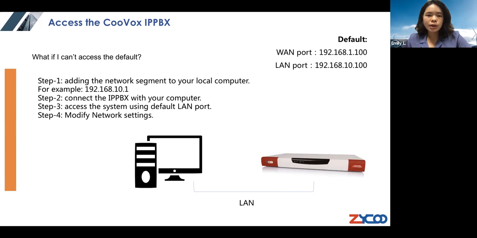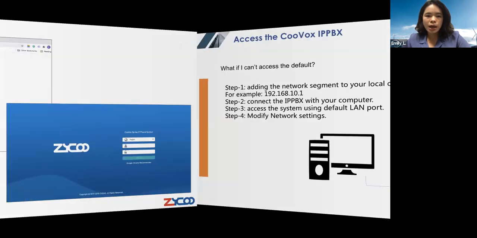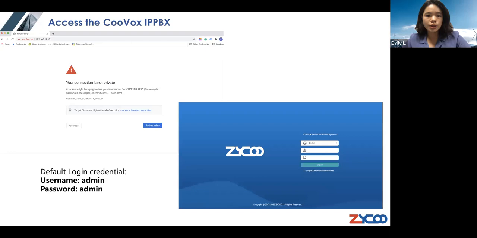And after you're able to access the PBX, you should see a page saying your connection is not private. Just click on Advanced, and there is a proceed option. After you proceed, you should be able to see the login interface to our IP PBX system. Use the default credential, which is admin for both, to log in to our PBX.